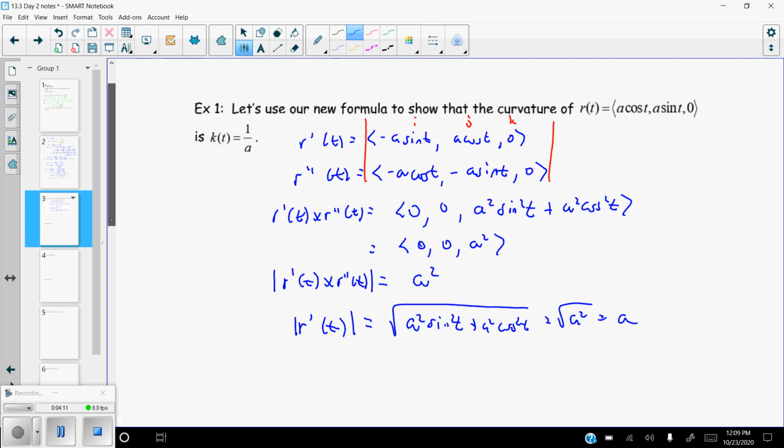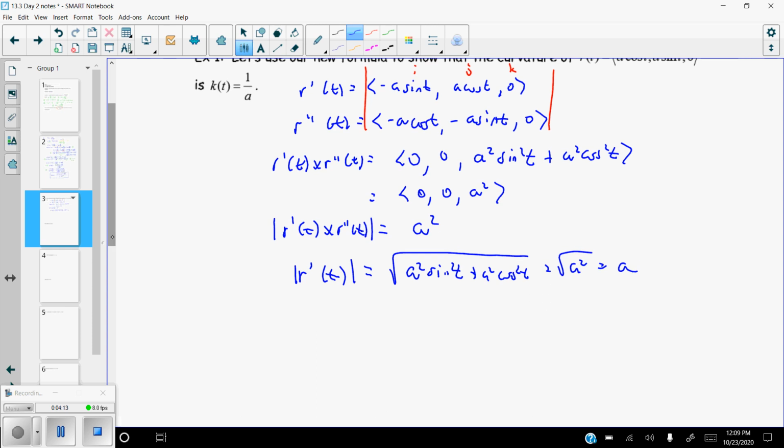Okay, we've got everything we need now. The curvature formula, the new one, is the magnitude of r prime cross r double prime divided by the magnitude of r prime cubed. So we're going to get a squared over the magnitude of r prime, a cubed, which of course reduces to 1 over a. Pretty cool stuff.